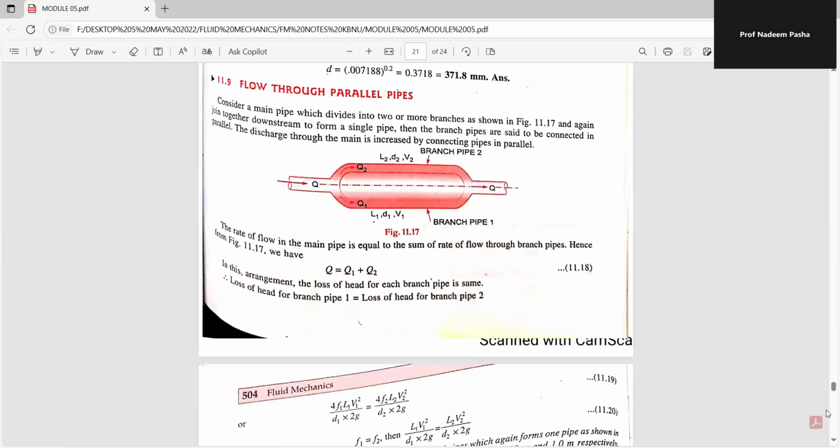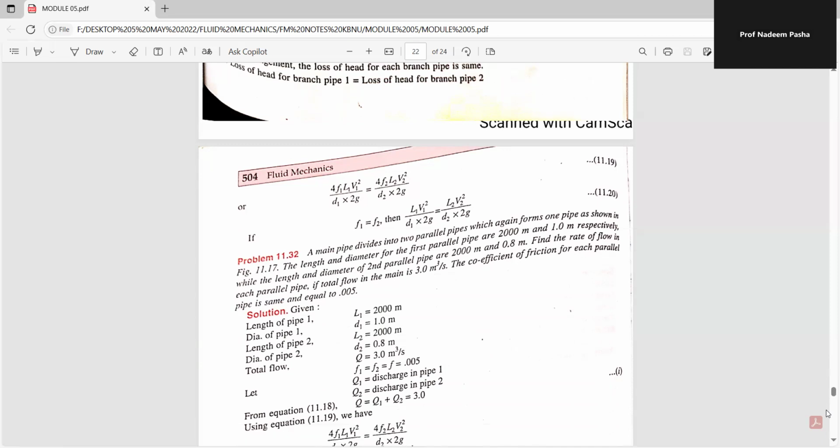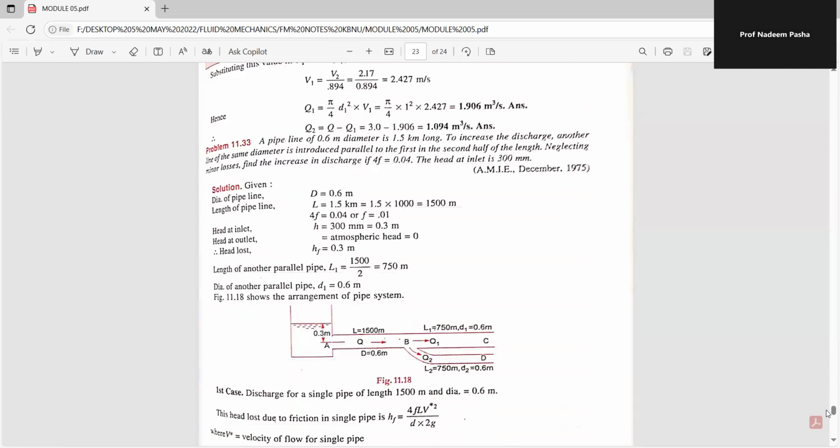Finally, we studied about flow through parallel pipes. So suppose a main pipe is there, it is divided into two main branches, and again it is joined together, then the discharge in the main pipe Q is equal to Q1 plus Q2. We assume that as the pipes are connected in parallel, the loss of head due to friction will be the same. That is 4f1 L1 V1 square by D1 into 2g is equal to 4f2 L2 V2 square by D2 into 2g. If suppose f1 is equal to f2, then L1 V1 square by D1 into 2g is equal to L2 V2 square by D2 into 2g. After that, we solved numerical problems on that.